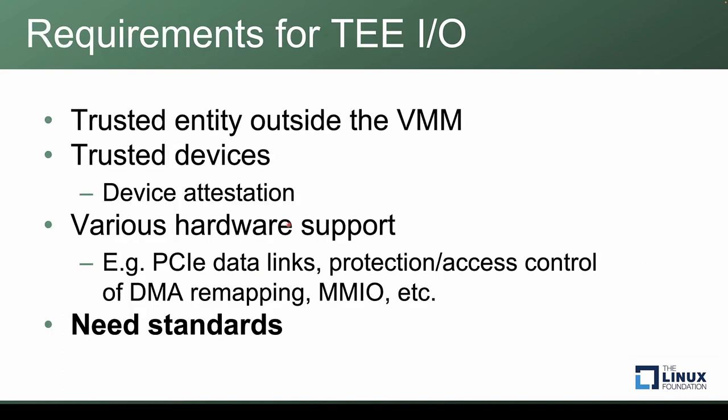So as you saw, the following are requirements for TIO. We need some trusted entity outside the TVM, because that is not included in the TCB today for a TVM, a trusted VM. And we also need a mechanism to trust the devices, which would require device attestation. We presented this device attestation yesterday actually. And then we need additional hardware support. For example, we need to make sure the PCIe data links are secure, and also we need protection or access control for the DMA mapping and MMIO.